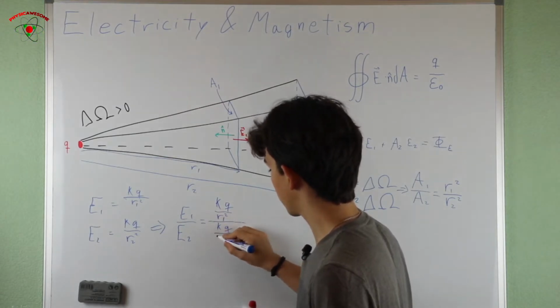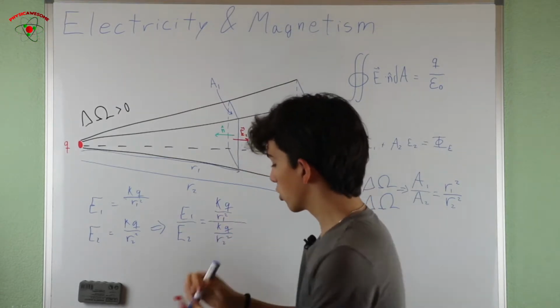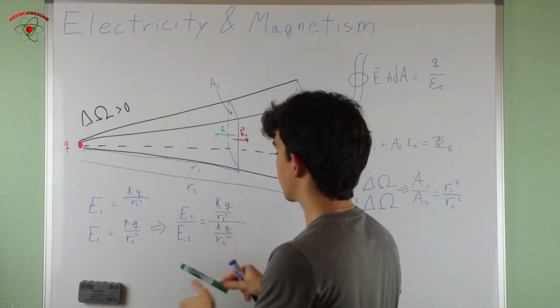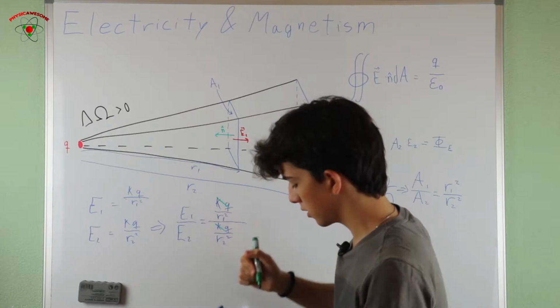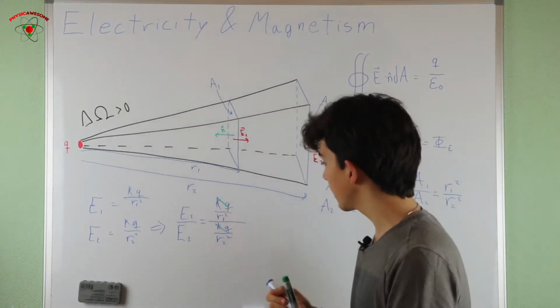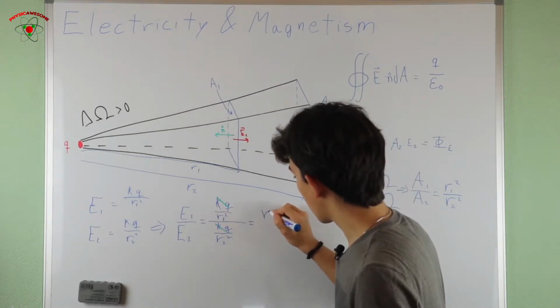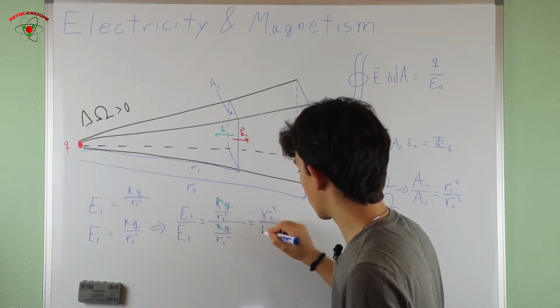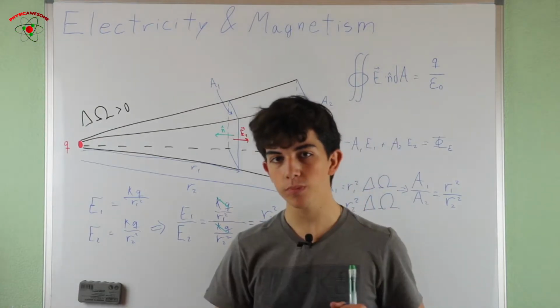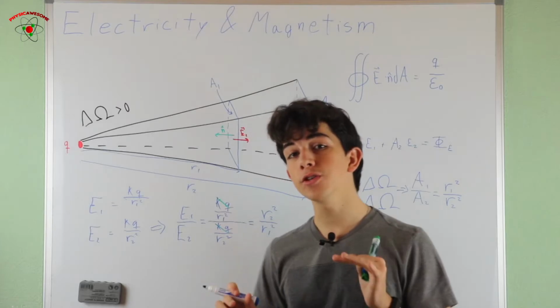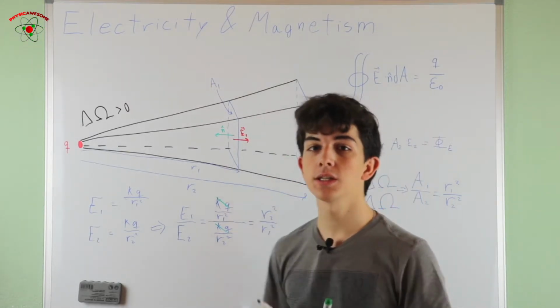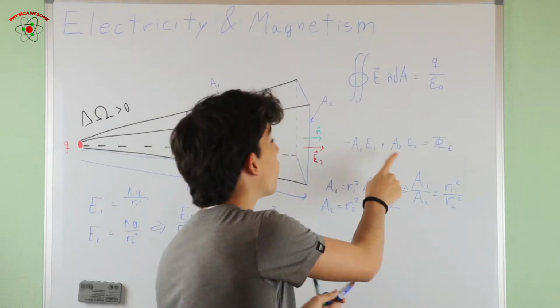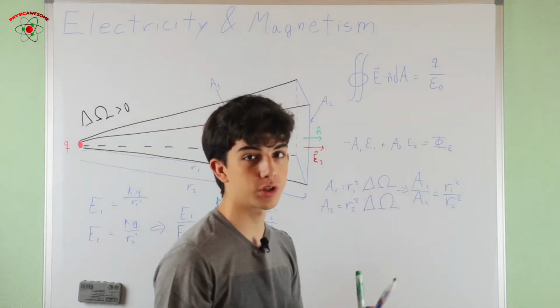KQ over R2 squared. So, what we see is that in this case, K and Q are going to cancel, and we're going to be left with R2 squared over R1 squared. Now we can use this to express these two quantities in terms of the quantities with subscript 1.